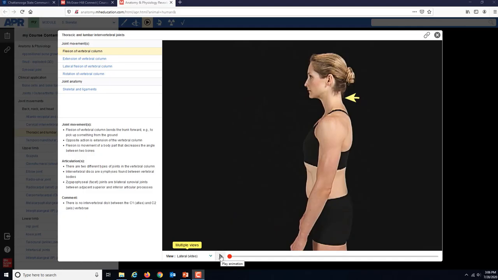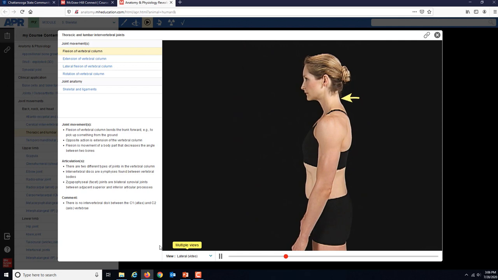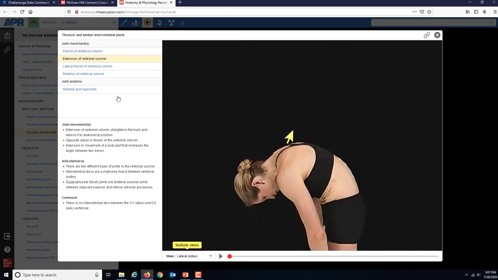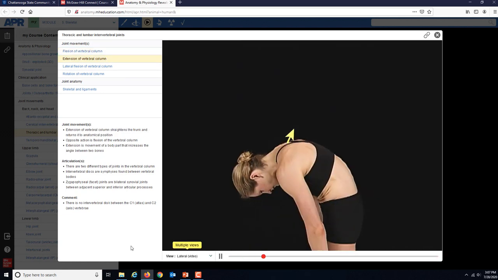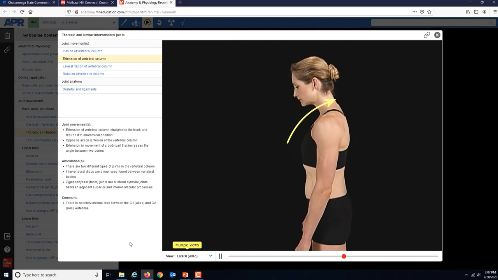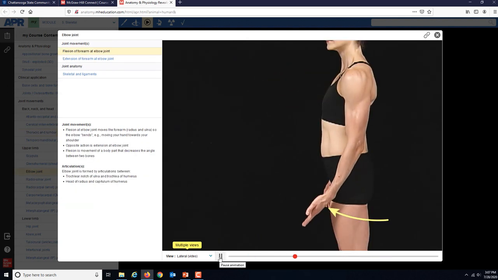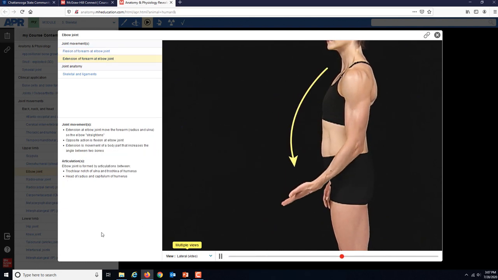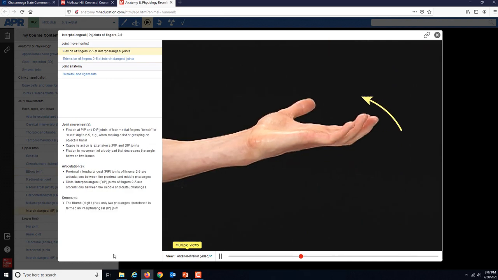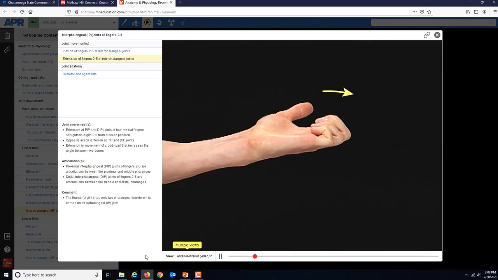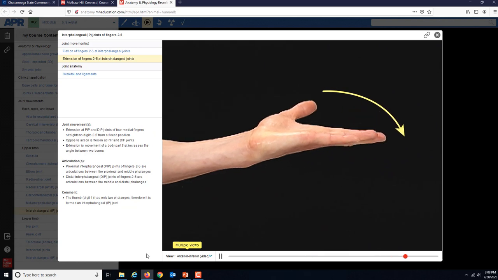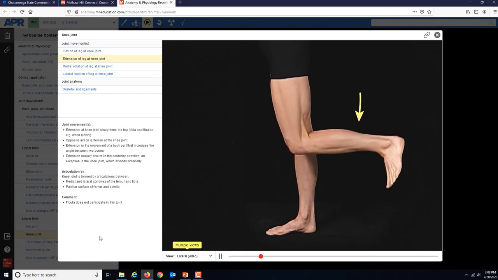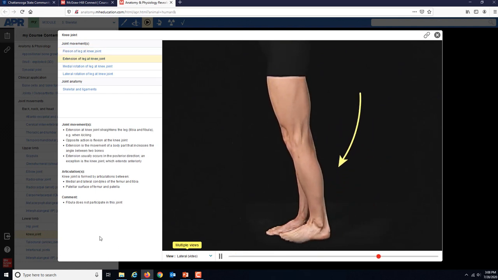Let's look at an example of flexion of the vertebral column. You put a bend in the body, and then extension is straightening it up and going back into anatomical position. Flexion of the forearm. Extension of the forearm, you put it back in anatomical position. Flexion of the fingers. Extension, put it back in anatomical position. Flexion of the knee. Extension of the knee. Put it back in anatomical position.